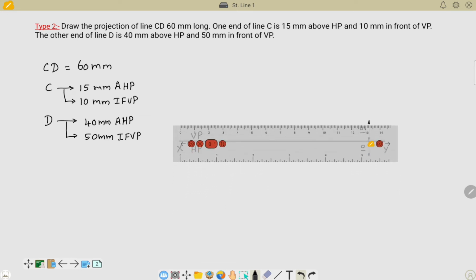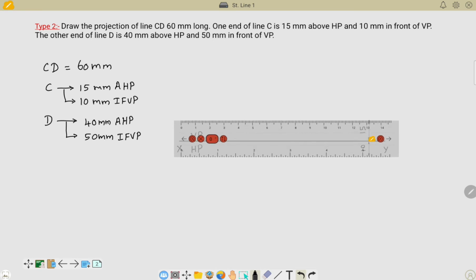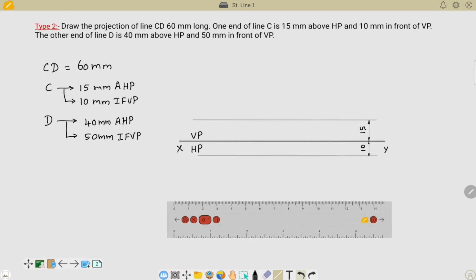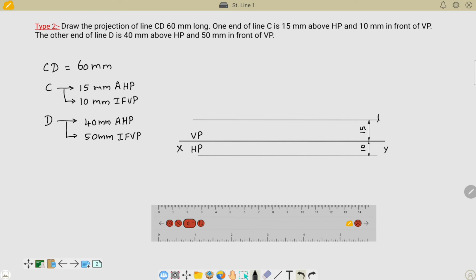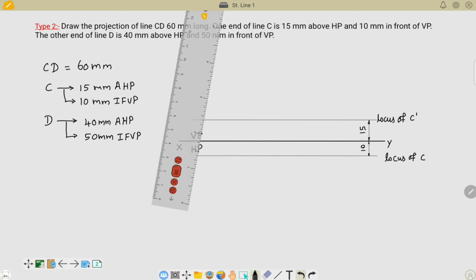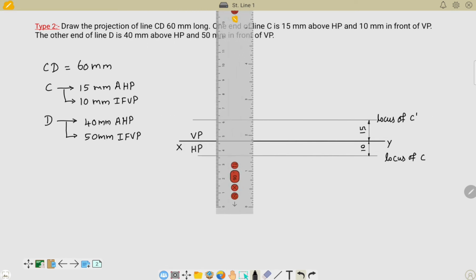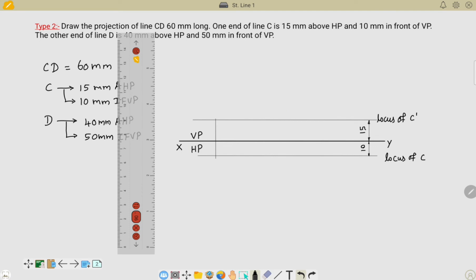Place your scale parallel to your XY line with the measured distance and draw your locus lines here. Draw the locus line for this distance. Similarly, draw the locus line for this 10 millimeters distance in front of the vertical plane like this. Write locus of C dash, and this is locus of C. The next step is to draw a perpendicular line to this XY line somewhere else, a line like this, and locate this intersection point as C dash and this is C.